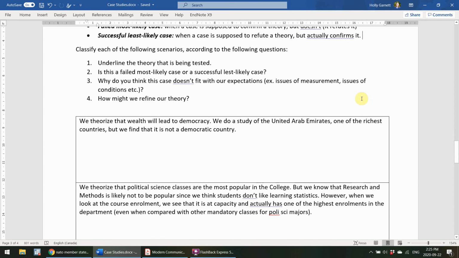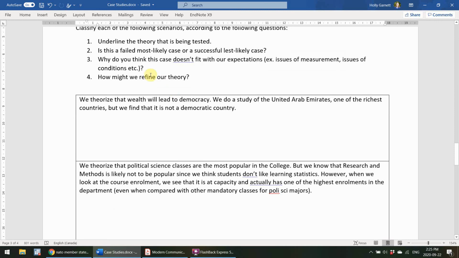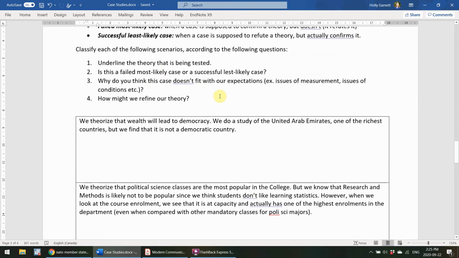So let's go through some examples. We're going to classify each of the following scenarios according to questions. What is the theory being tested? Is it a failed most likely or a successful least likely case? Why does the case not fit with our expectations, if it doesn't? And how might we refine our theory?